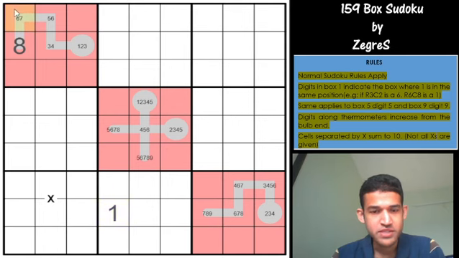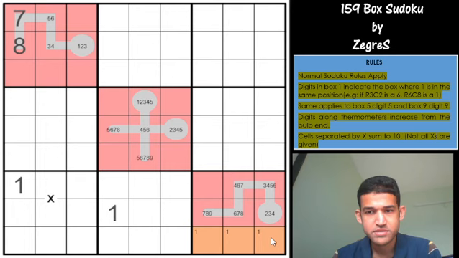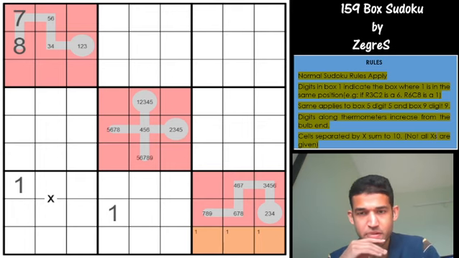So this cannot be 6 and 5, right? If this is 6, this becomes 5 and leads to the same deduction, right? We get 1 here and 1 here. Not possible. So that would be 7. So that forces a 1 here, and that gives us 1 in these 3 cells.